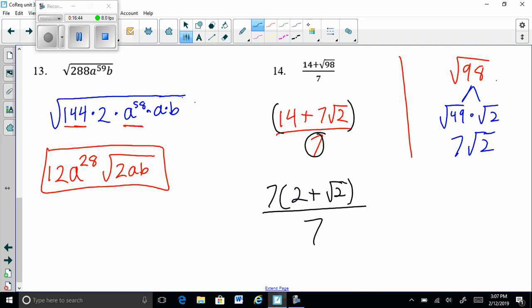Just to make sure we see this, if you were to distribute the 7 back in, you go right back to the previous step. Obviously, we don't want to go backwards, but just so you can see, 2 times 7 is 14, and then 7 times the square root of 2 would just stay like that. But anyways, I factored that 7 out so that I could cancel these out. And so that leaves me with 2 plus the square root of 2, which is the final answer for that one.